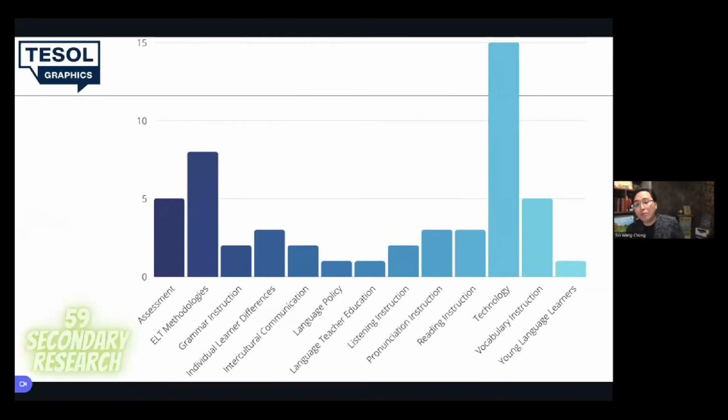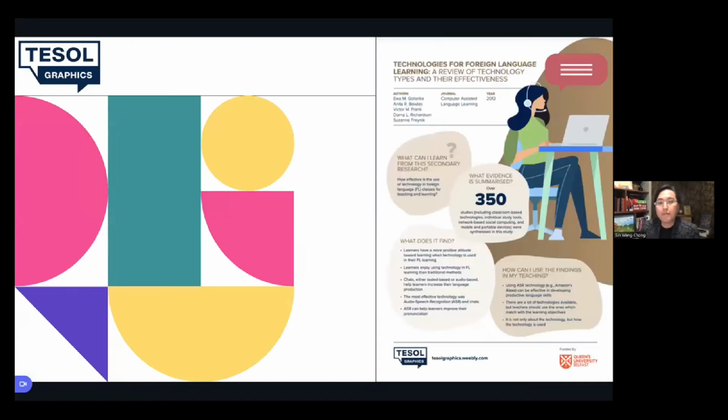And currently, what we have done in the past few months is to produce infographics on a wide range of topics. Since we focus specifically on secondary research, we'll have a lot fewer entries than, for example, Oasis. But currently, we are able to produce nearly 60 infographics on a wide range of topics, from assessment all the way to young learners, vocabulary instruction, and what have you. I'm going to show you an example of an infographic in just a moment. I know I only have a few more minutes, so I'm trying to do that very quickly.